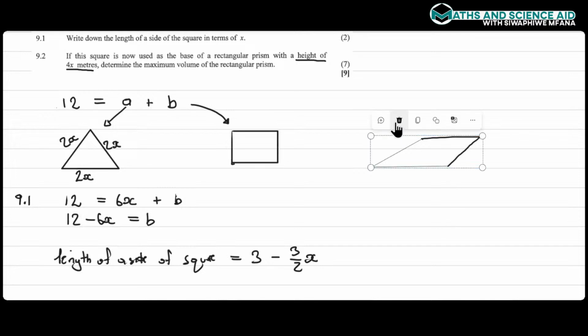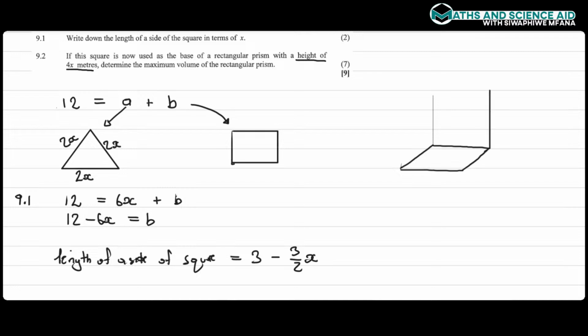It doesn't look like a square, so let me try to do it better. So this will be the base of our rectangular prism. And they say this rectangular prism will have a height of 4x. So let's do this. And let's say our height is going to be 4x, guys. Okay, so let's try.